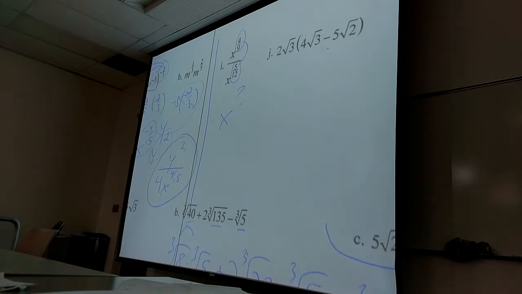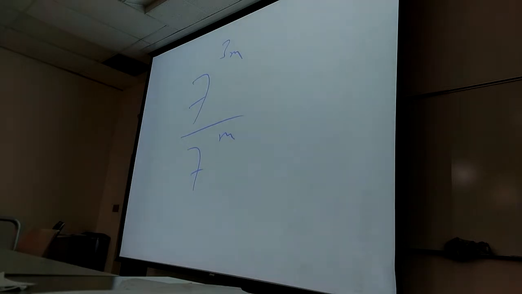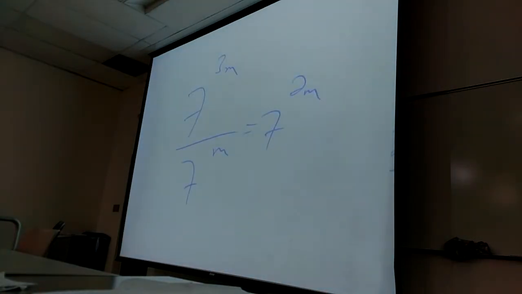You guys, so like, what's this? Yeah, there's 5. 7 to the 3m over 7 to the m. Are they like bases? Yes. And it's dividing, so what do we do? Subtract the powers. So you get 7 to the 2m. I mean, do you guys see that? Do you see it?